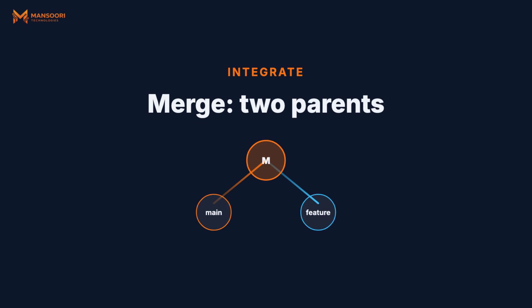Merge joins 2 lines of development with a merge commit that has 2 parents. The graph records exactly how those threads came together, great for preserving context, sometimes noisier than a linear replay.